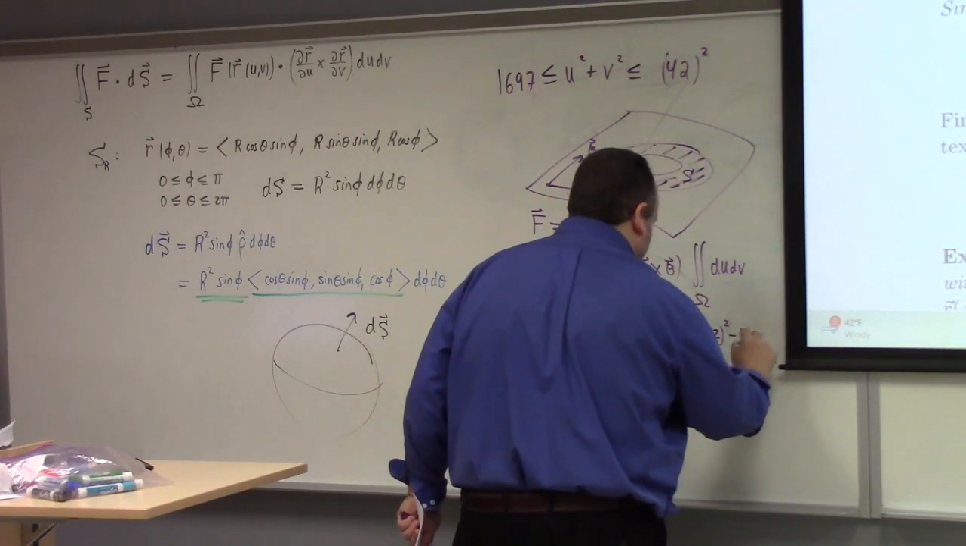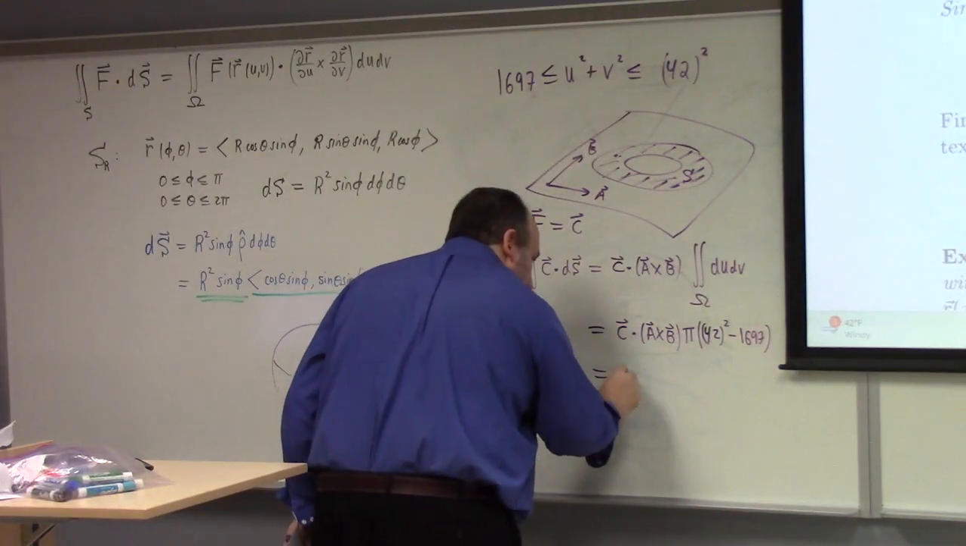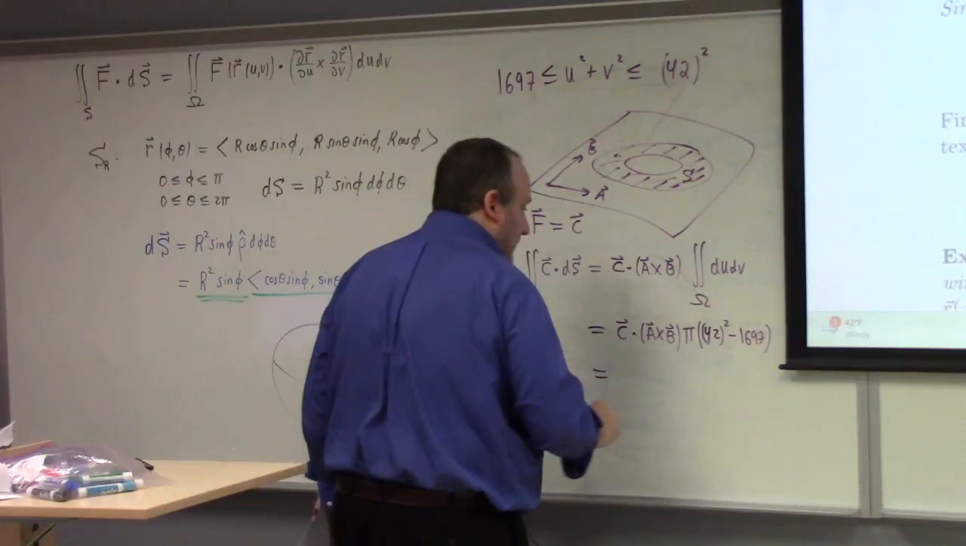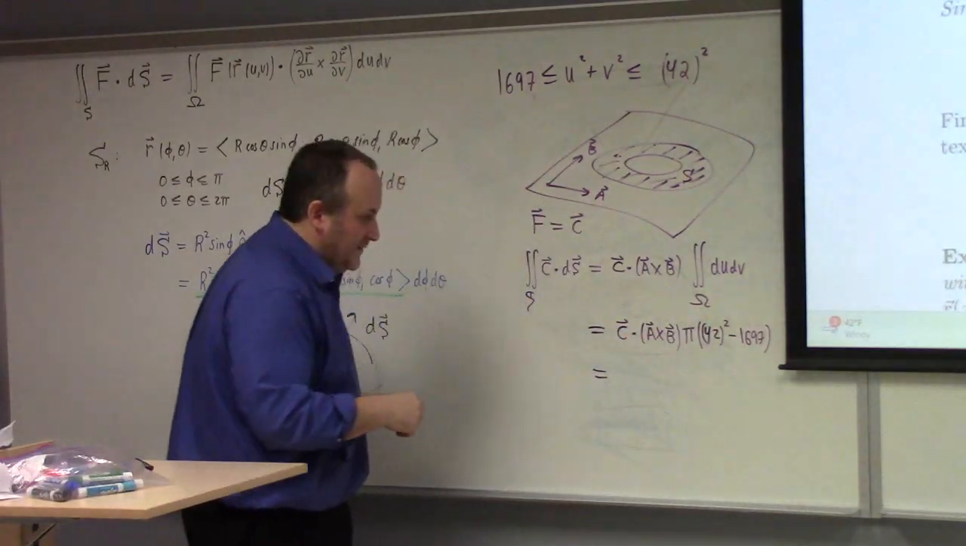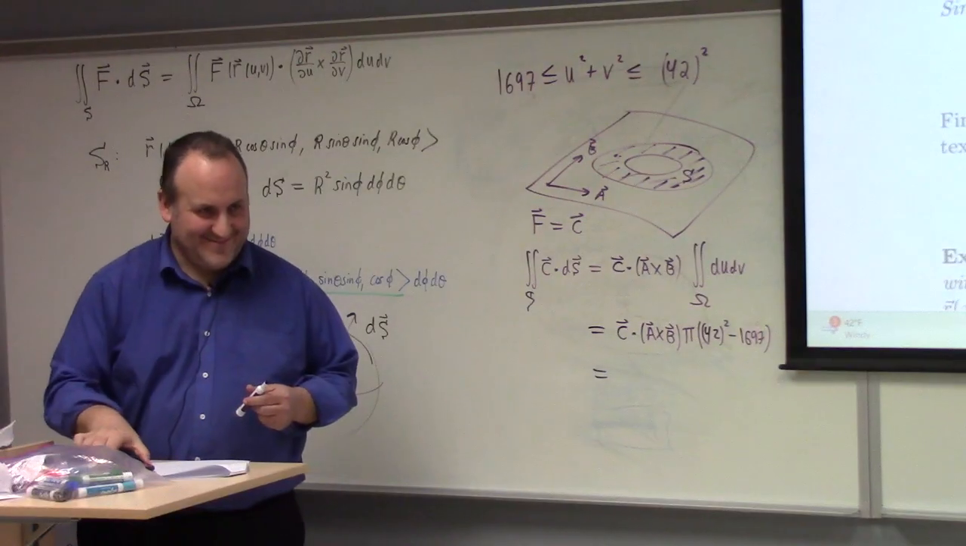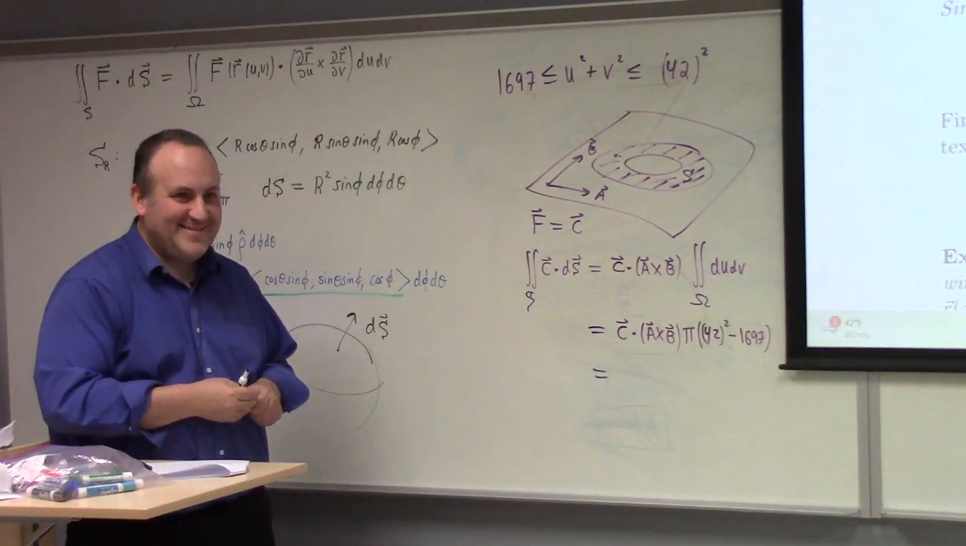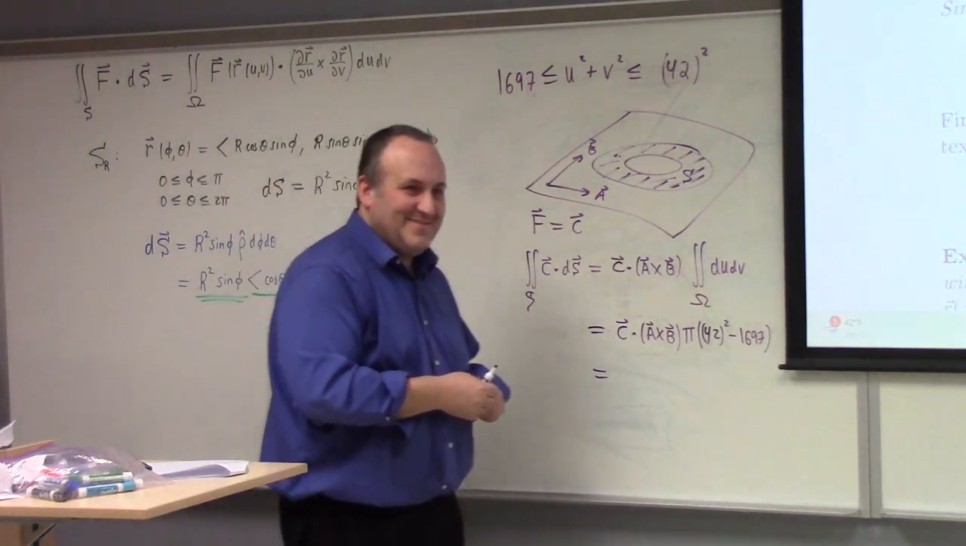What do we get? What do we get here? Somebody work it out for me? What's this constant? 42 squared minus 1697. Anybody? Somebody knows it, but they won't say it.